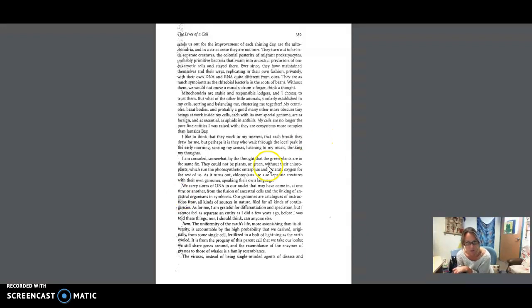I am consoled somewhat by the thought that the green plants are in the same fix. They cannot be plants or green without their chloroplasts, which run the photosynthetic enterprise that generate oxygen for the rest of us. I remember learning about this kind of stuff in biology and thinking it was so interesting, the chloroplasts and the chlorophyll, and photosynthesis specifically.